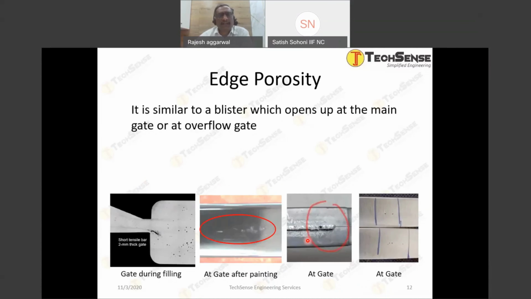Edge porosity is similar to a blister which opens up at the main gate or at the overflow gate. You can see more clearly over here, just at the pointer there, right? Also, you can see the gate after the painting and how it looks. It's a short tensile bar, the gate during filling, and when the gate is cut off or broken, this porosity will come outside, right? Or after polishing the casting surface or the gate.